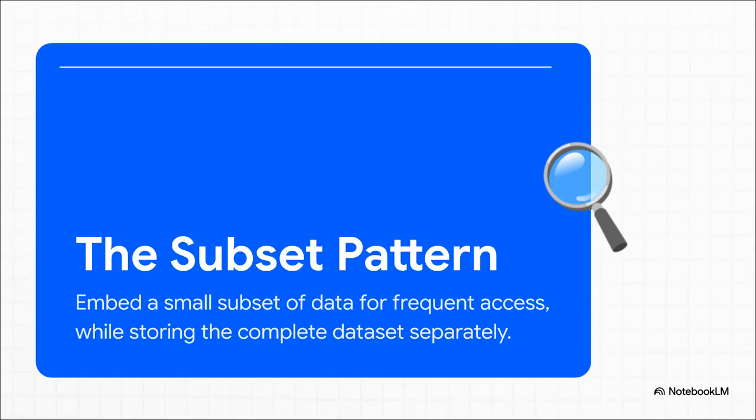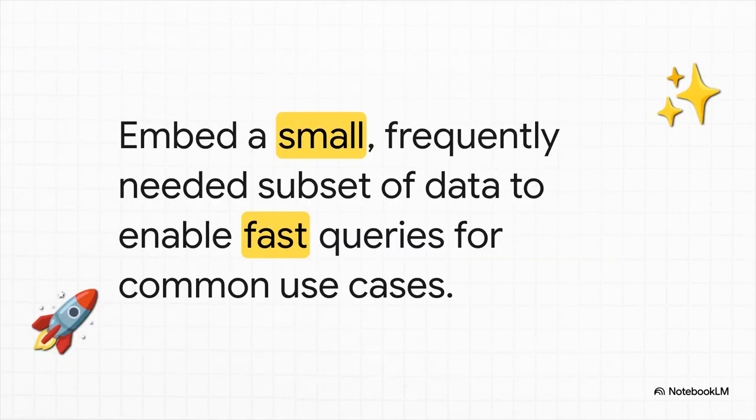This is a really cool one. For example, a product document might embed just the 5 most recent reviews. That gives you super fast page loads. But all 5,000 reviews? They live in a separate reviews collection, ready for when a user clicks See All. This is a fantastic performance trick.